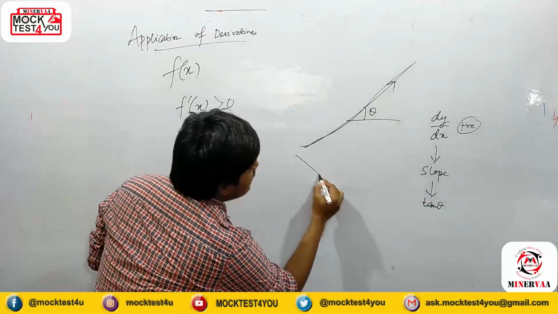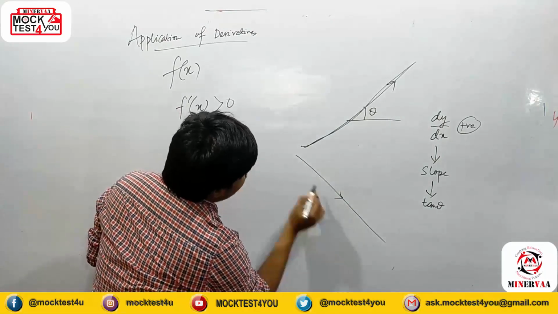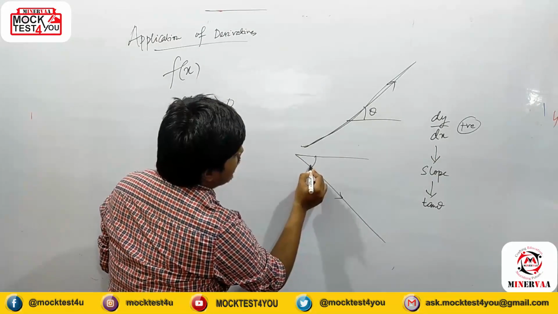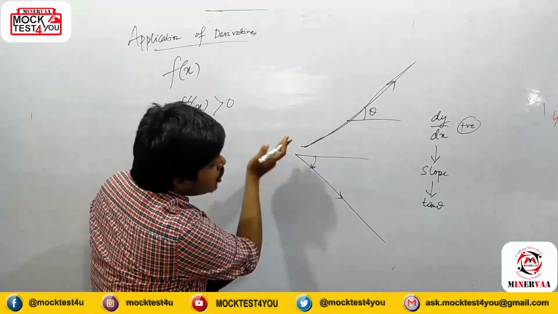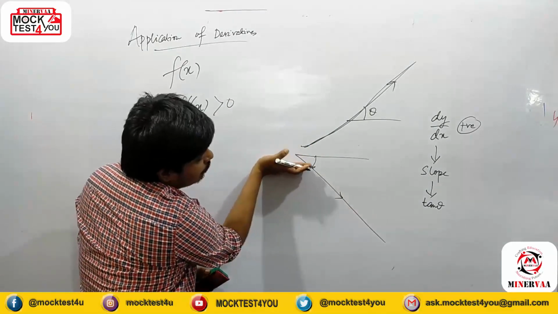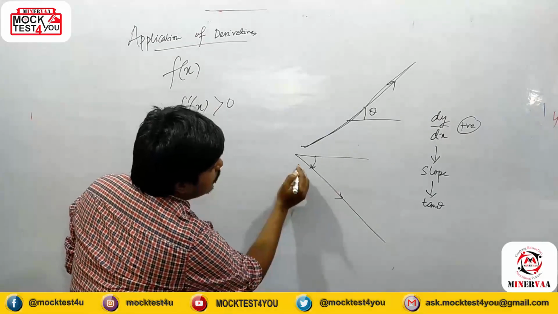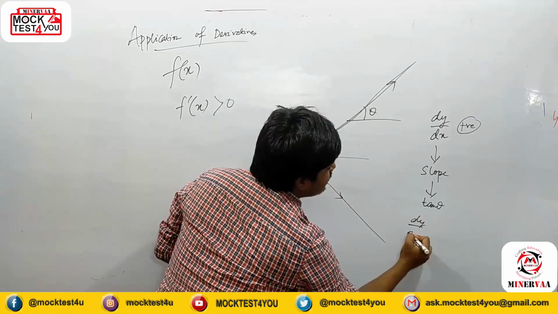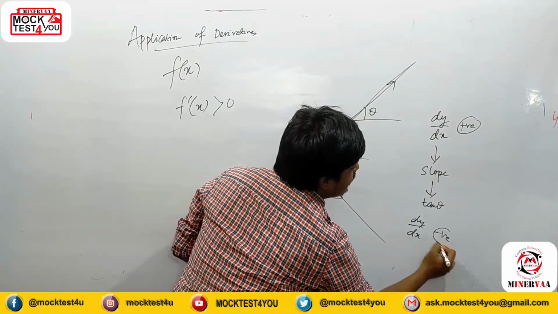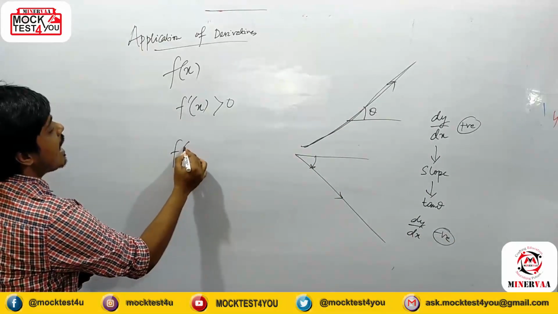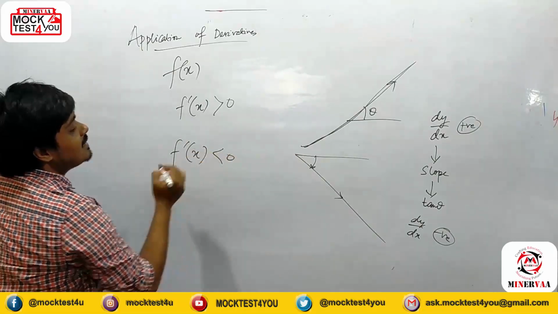Now if I have a decreasing function, the angle is what? It's going in the negative direction. So we have what? Negative slope. So it is decreasing. Am I clear? So what do we have for decreasing? dy/dx must be negative, and negative means what? f dash x will be less than 0.